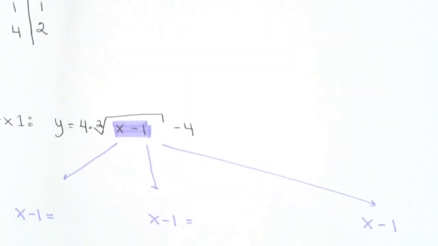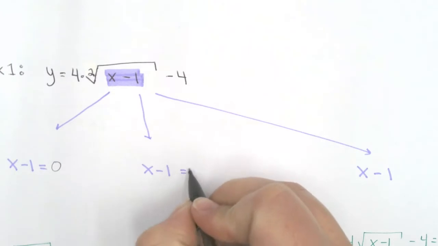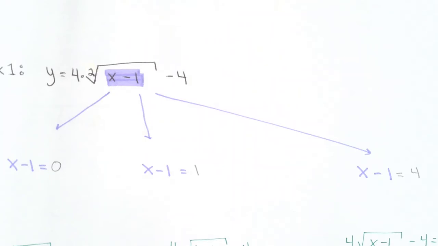So here's your example. Step number 1 is you're going to take this input, this highlighted x minus 1. It doesn't matter what is inside, you just take whatever's inside. You're going to set it equal to your original parent function x value. So I'm going to set it to 0, I'm going to set it to 1, and I'm going to set it to 4. When you're doing that, you are solving for the x value that makes the expression equal to 0, that makes it equal to 1, and that makes it equal to 4. Why do we want 0, 1, and 4? Because those are pretty numbers that we can take the square root of.